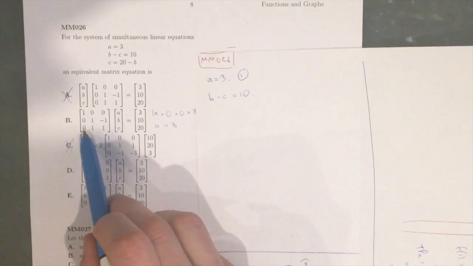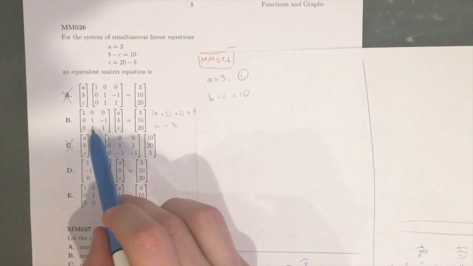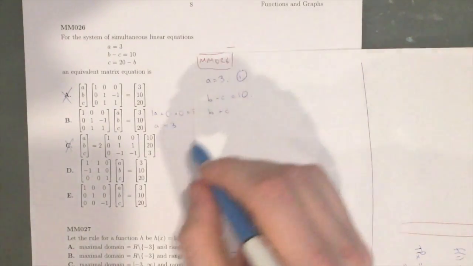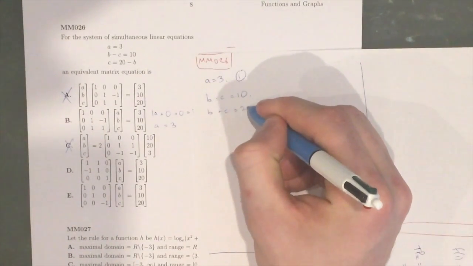We then go down another row. 0 times A is 0. 1 times B is B. 1 times C is positive C. And we know that that equals 20.